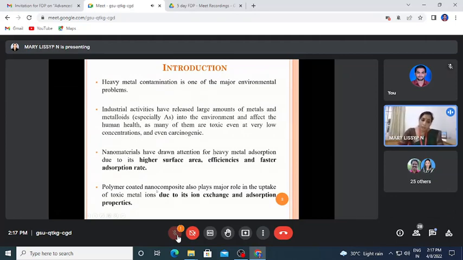Another term you can see here is polymer coated nanocomposite. Why polymer coated nanocomposite? That means we are coating the nanoparticle with some other material. Why is the surface modified? When the surface gets modified, what is the benefit? You can see here that the ion exchange property increases and the adsorption property also gets higher. So we coat this nanocomposite with an acid, a polymer, or any graphene-based material. In any way, you can coat the nanoparticle to make it more effective in heavy metal removal.